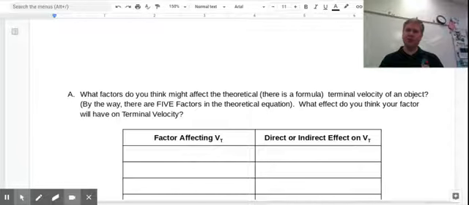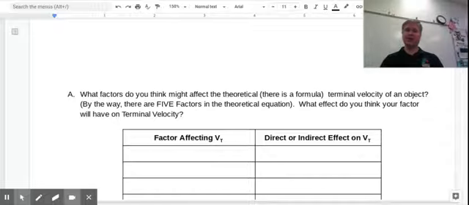But for our purposes, we'll think about terminal velocity as dropping an object, whether that's a skydiver out of a plane, whatever that might be. So let's treat terminal velocity as that. It's really the maximum velocity that something can achieve falling under its own weight.